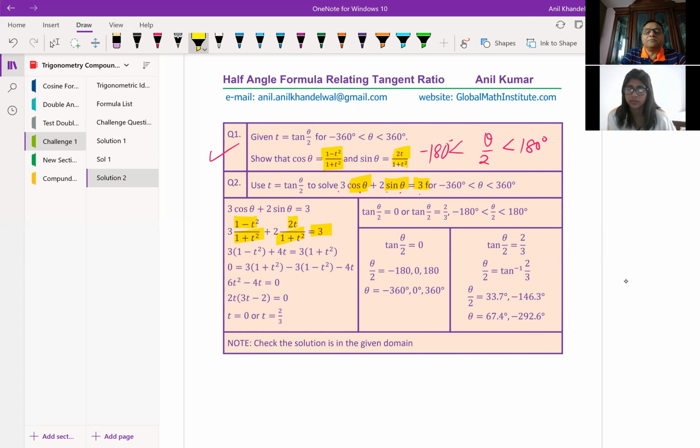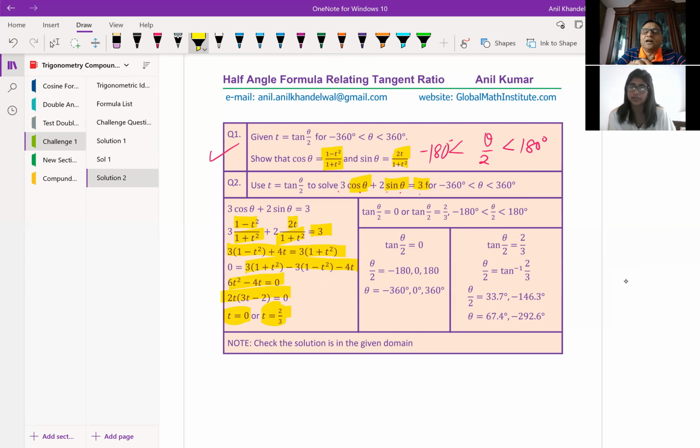We can multiply all the terms by the denominator, 1 plus t squared. So we get the next equation, 3 times 1 minus t squared plus 4t equals 3 times 1 plus t squared. Now just get all the terms to one side and simplify. Simple as that. So you get it in factored form, which is 2t times 3t minus 2. That gives you two solutions. One is t equals 0. The other one is t equals 2 over 3, correct?